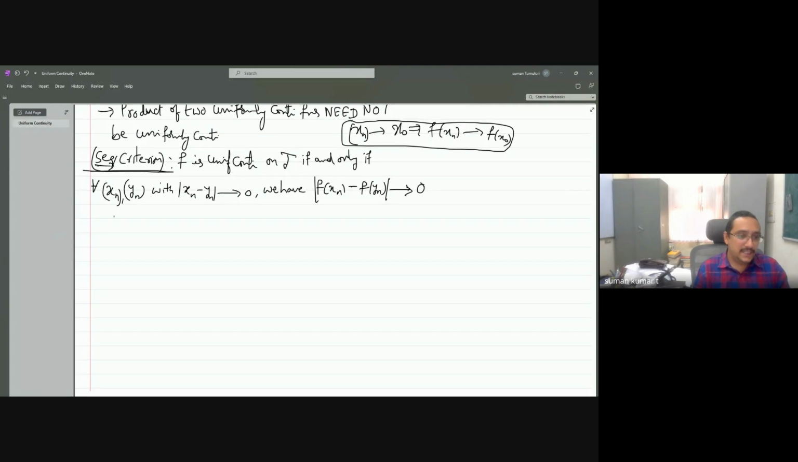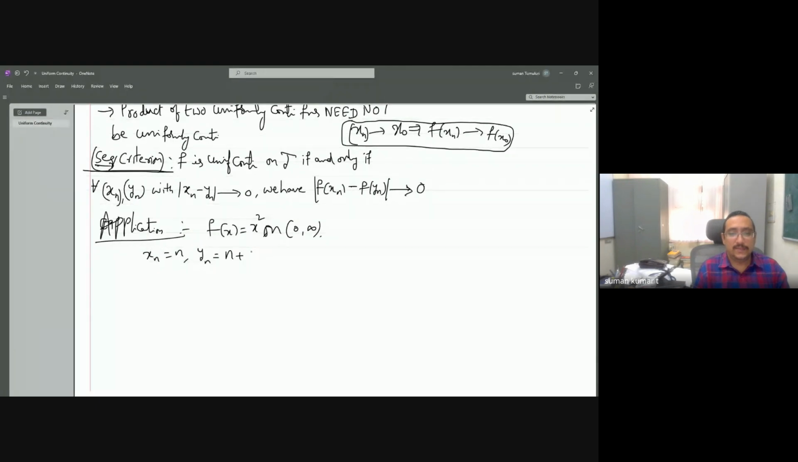For instance, I can apply the sequence argument, I quickly give you an application for the known result. Suppose you take f of x equal to x square on, let's say, open interval 0 infinity. Okay, I choose one xn is n, another yn is equal to maybe n plus 1 by n. Then what is the property that xn minus yn has? Choose this, then xn minus yn converges to 0. No problem. But what about f of xn minus f of yn in modulus?